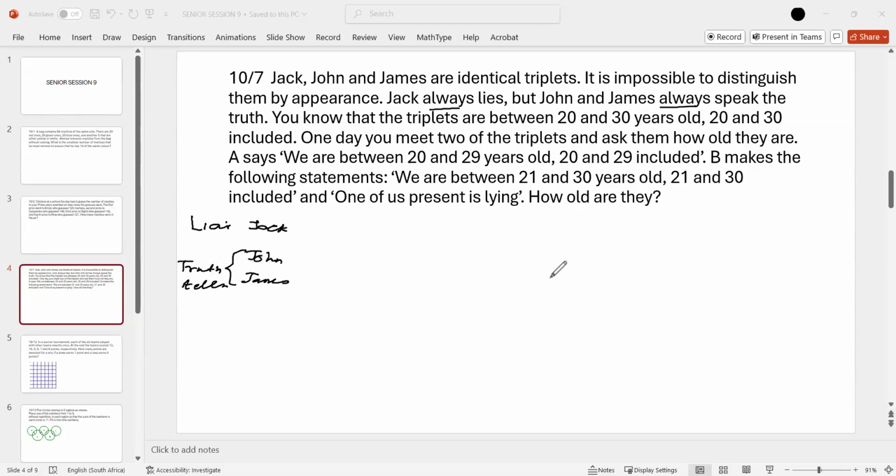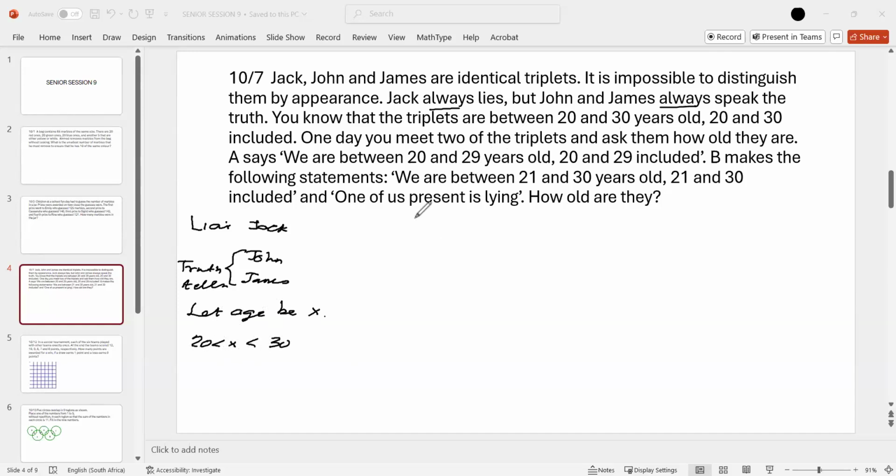Okay, now you know that the triplets are between 20 and 30 years old, 20 and 30 included. So they all have the same age, obviously. So if the age is X, then they are between 20 and 30 years old. So X is bigger than 20, but less than 30. So this is how we write this down: X lies between 20 and 30.